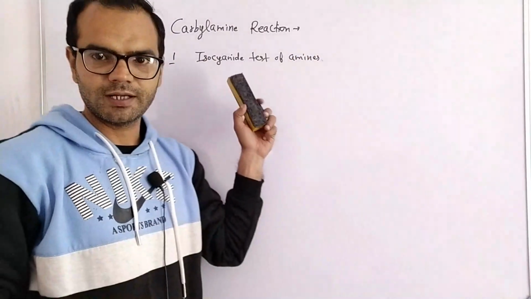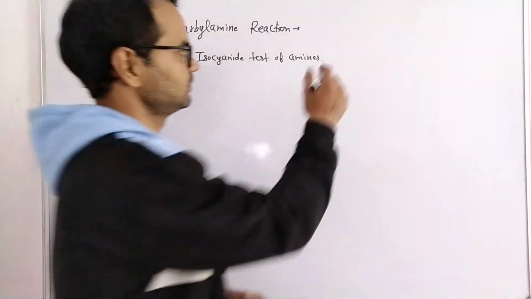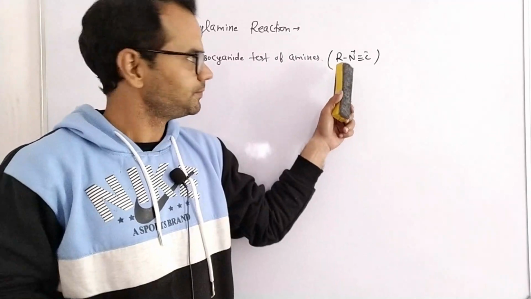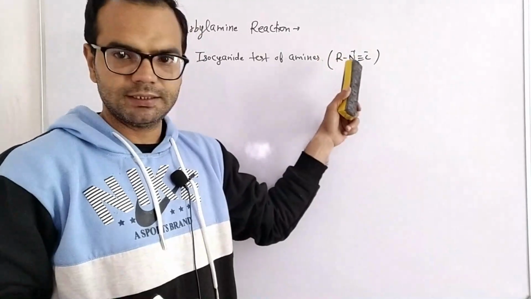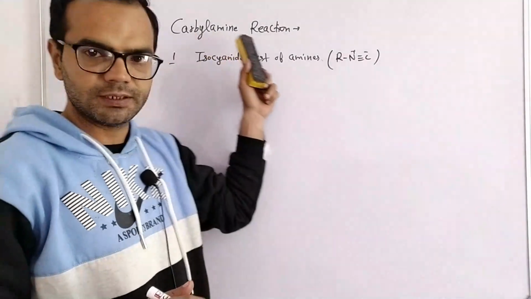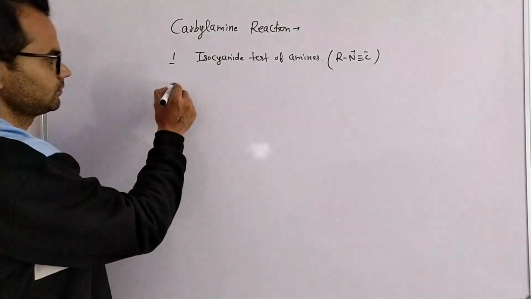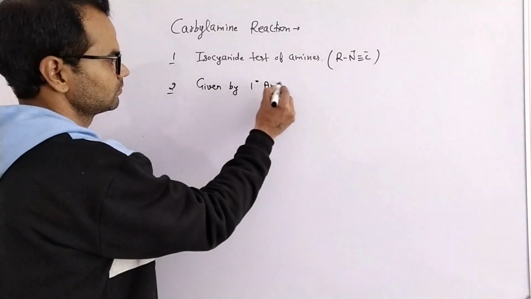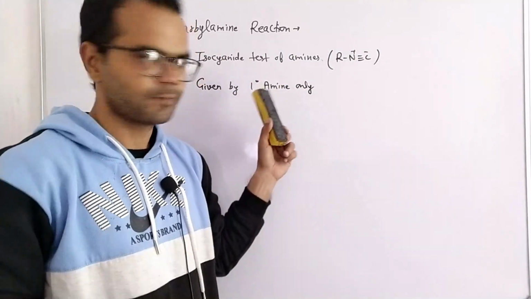It is also known as the isocyanide test of amines because the end product formed in this reaction is isocyanide. Alkyl isocyanide or aryl isocyanide is formed. Both can be prepared by the isocyanide test or carbylamine reaction. Second, it is given only by primary amines.